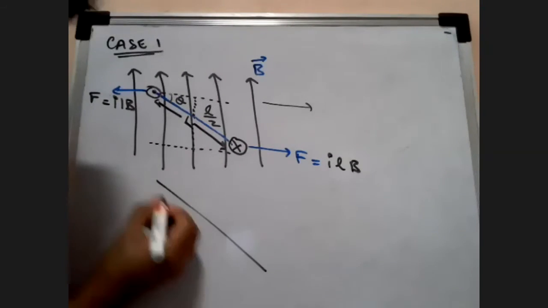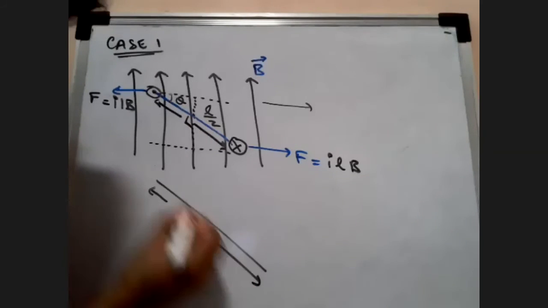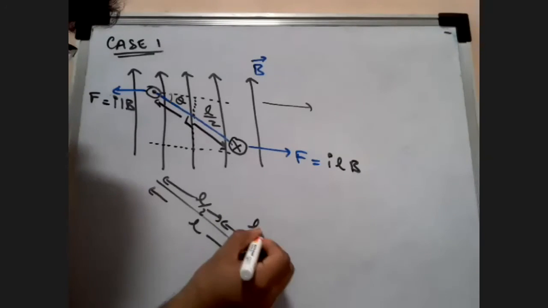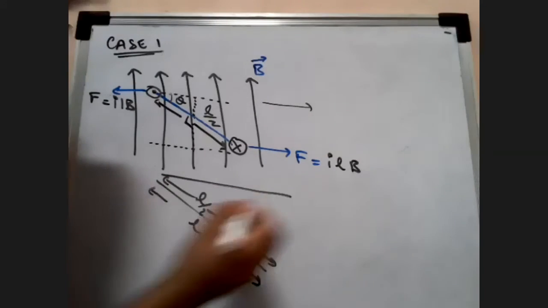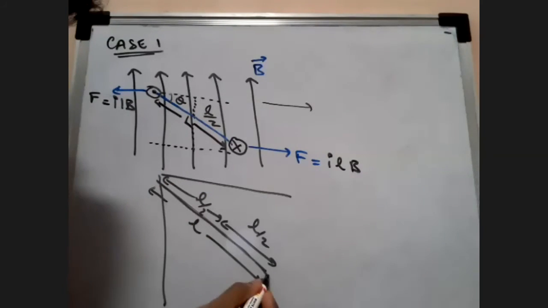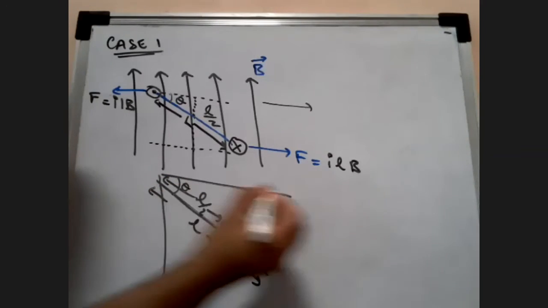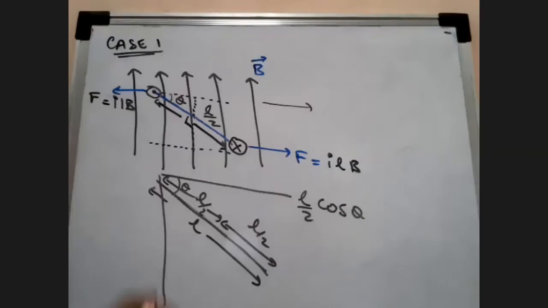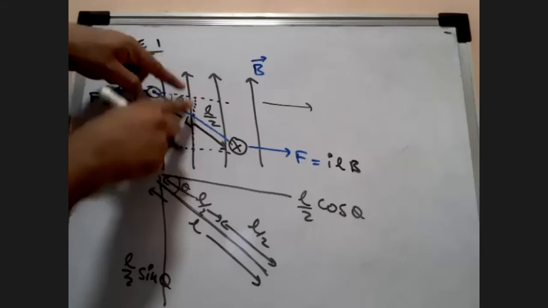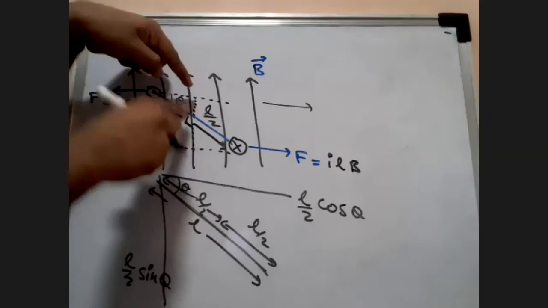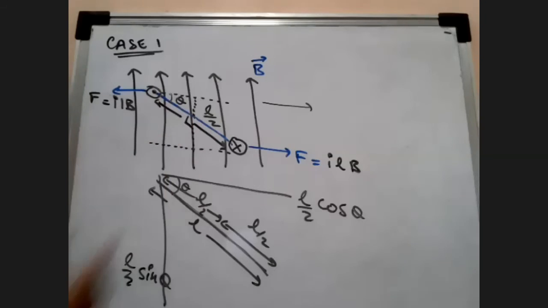Look here. If this is L, this entire thing is L. Of course, this is L by 2, and this is also L by 2. In that case, if this is my x-axis and this is my y-axis, this loop here, from the top direction, is making an angle theta. In that case, on the x-axis, I will get L by 2 cos theta. On the y-axis, I get L by 2 sin theta. And L by 2 sin theta is going to be the perpendicular distance with respect to the force. Yes or no? It will be the perpendicular distance with respect to force.